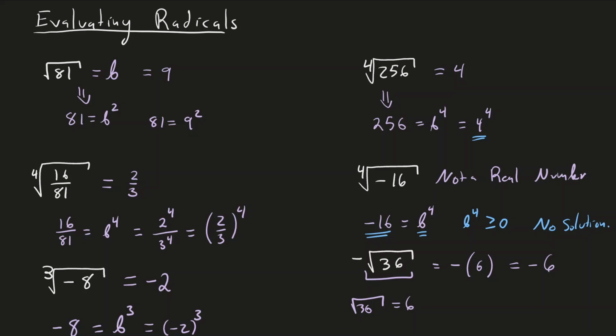So the two big takeaways here are that for even roots, you cannot get real numbers when you take the even root of a negative number. But for odd roots, you can take odd roots of negative numbers. So there's this little interesting feature going on here.